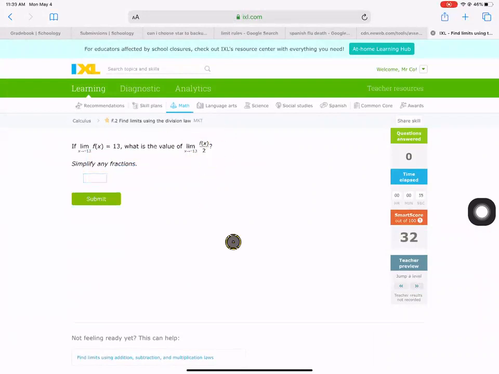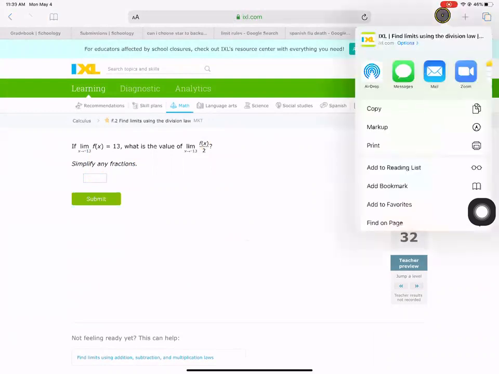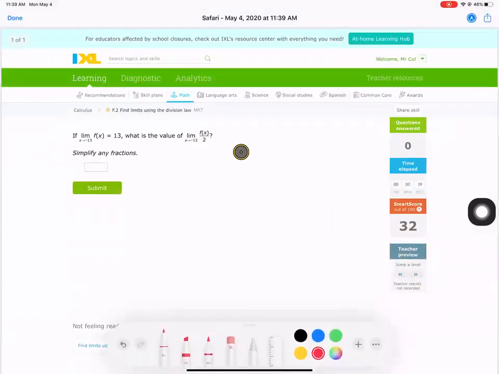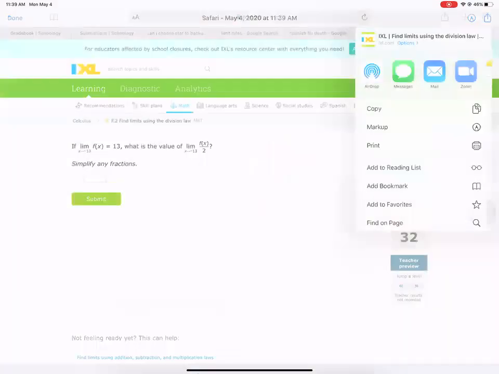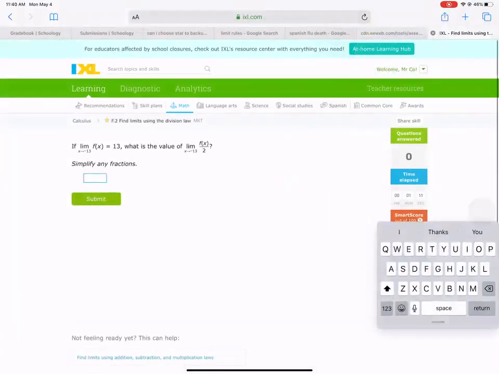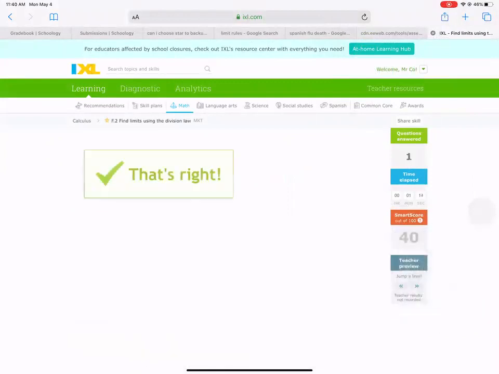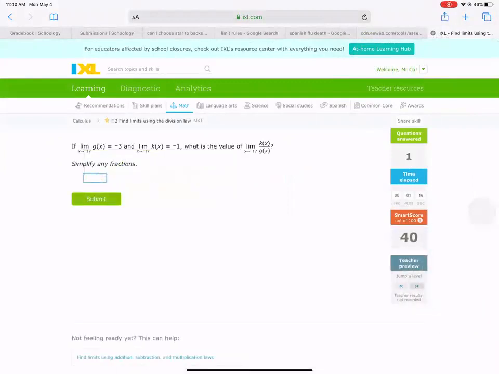Hey, just plug in f of x. This rule can be rewritten if you want as a constant multiple. The limit as x goes to -13 of 1/2 f of x, the constant you can move to the front, the limit as x approaches -13 of f of x. This is just 13. So it's just going to be 13 divided by 2. Okay. Jump to something a little more tragic.